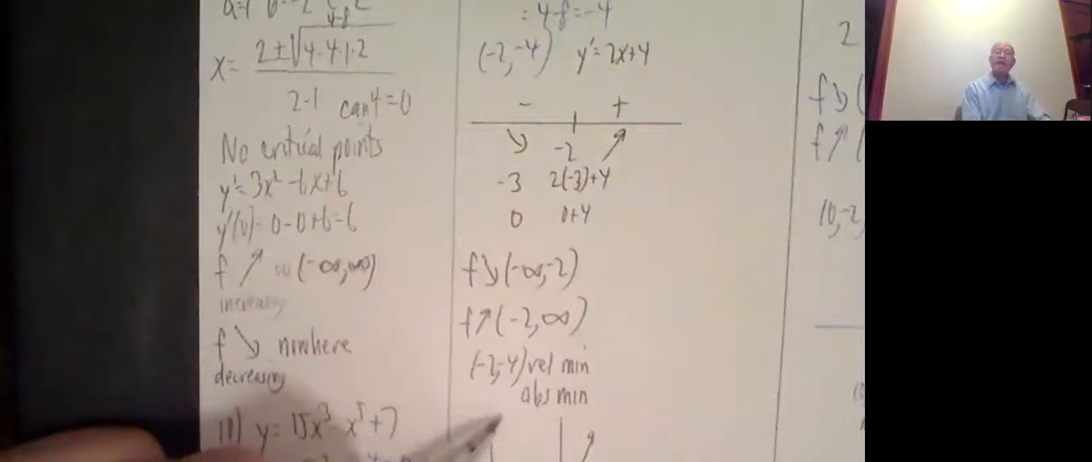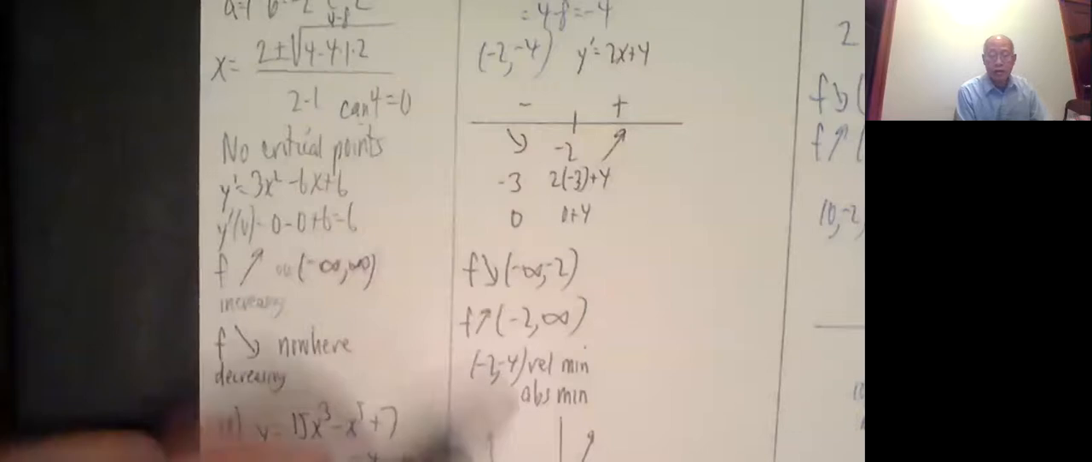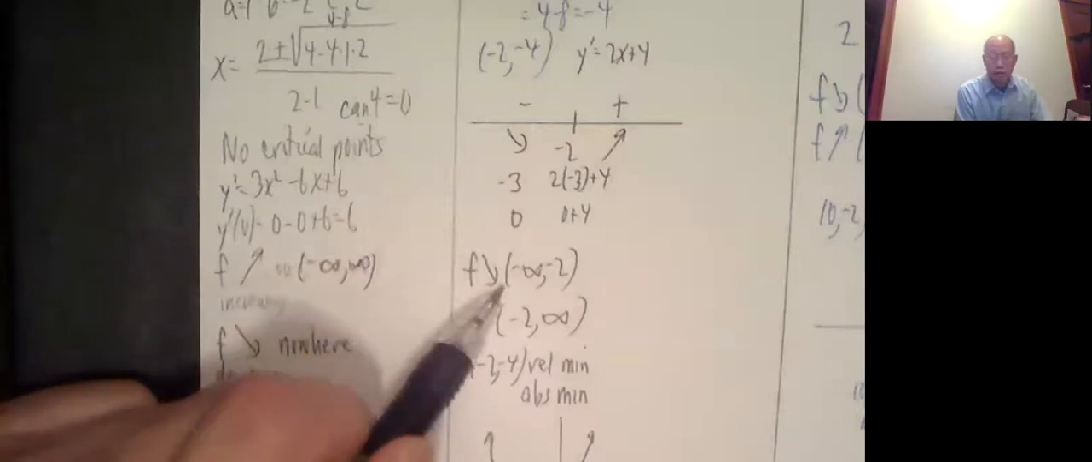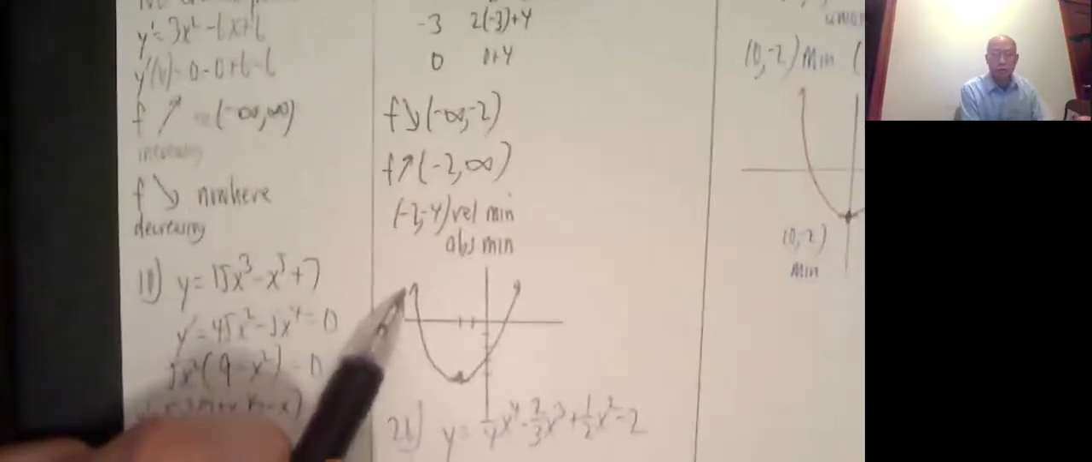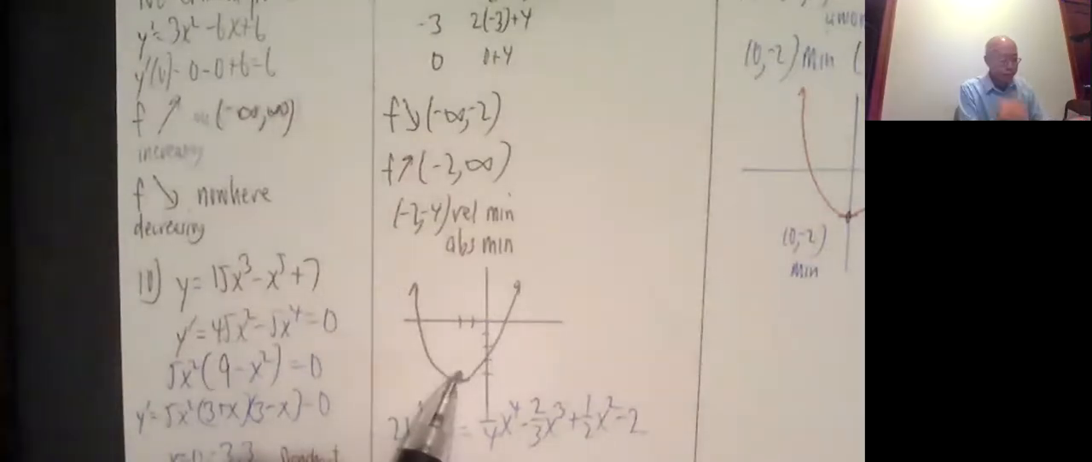It turns out also to be an absolute minimum. We can talk next time more about an absolute minimum. It's absolutely the lowest point. How do I know that? Because all the graph does is it goes down and then it goes up. So there we go. It goes down and then up, and that's all it does. So that's our minimum.